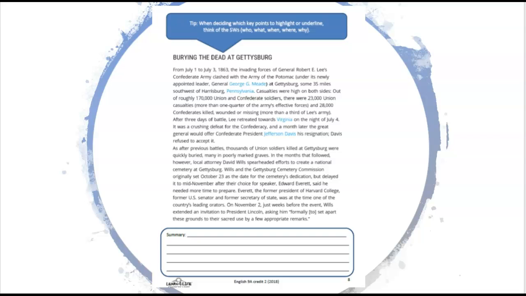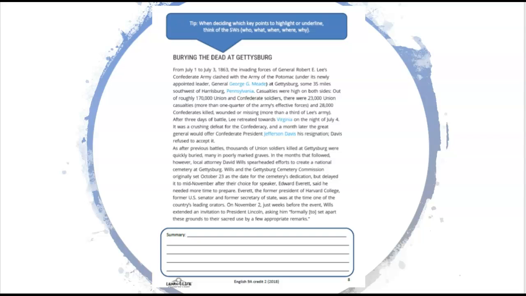From July 1st to July 3rd, 1863, the invading forces of General Robert E. Lee's Confederate Army clashed with the Army of the Potomac under its newly appointed leader, General George G. Meade, at Gettysburg, some 35 miles southwest of Harrisburg, Pennsylvania. Casualties were high on both sides. Out of roughly 170,000 Union and Confederate soldiers, there were 23,000 Union casualties, more than 1/4 of the Army's effective forces, and 28,000 Confederates killed, wounded, or missing, which was more than 1/3 of Lee's army.